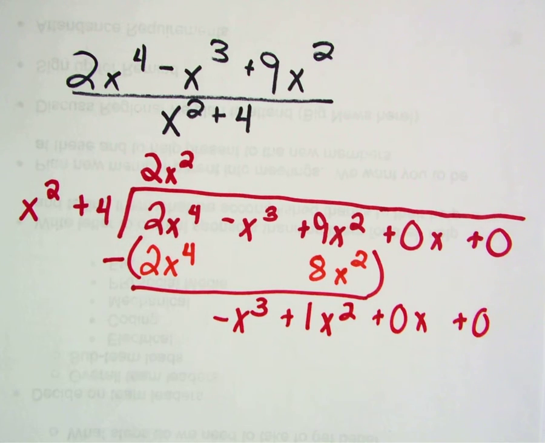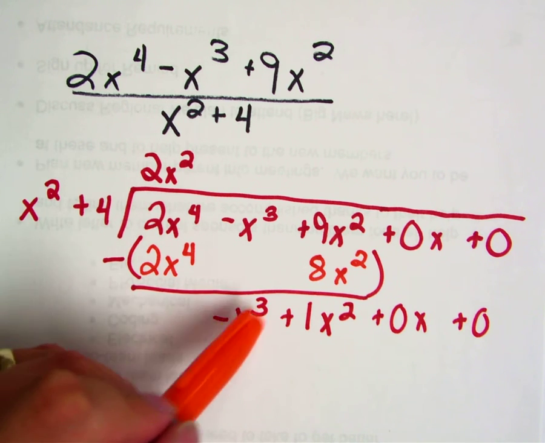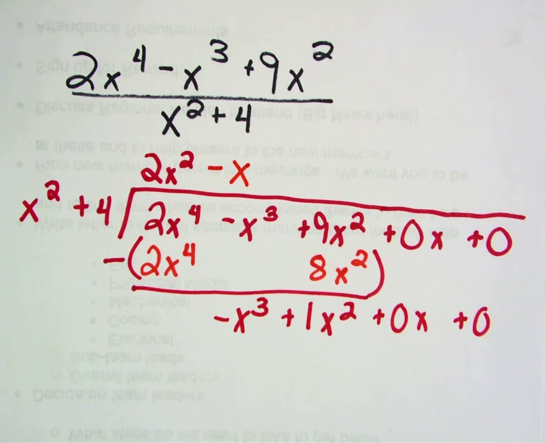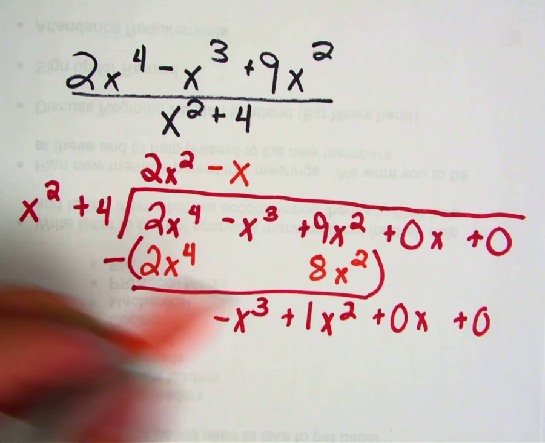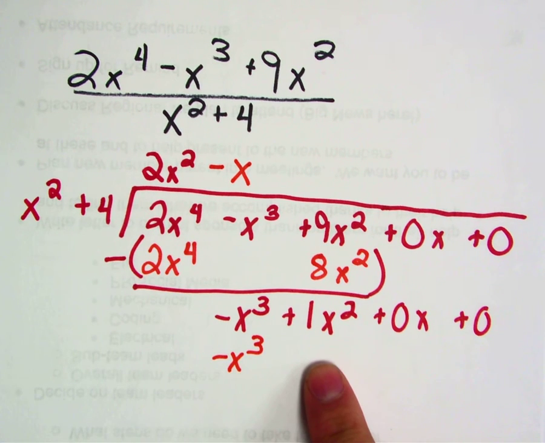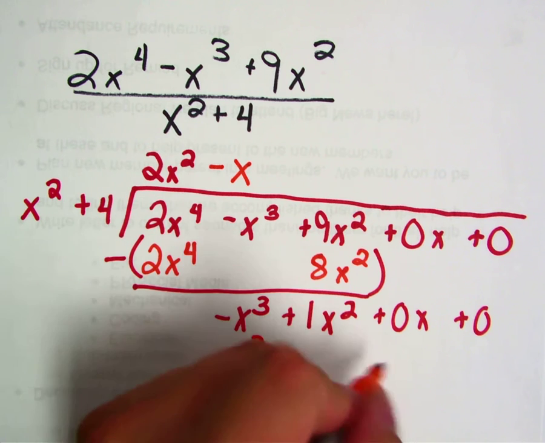Just drop them down. Again, I'm going to go back and ask myself, what do I have to multiply x squared by to make negative x to the third? And that's going to be a negative x. And so I'll multiply by negative x. And I'll get negative x to the third. I don't have any x squareds, but I'm going to have negative 4x.